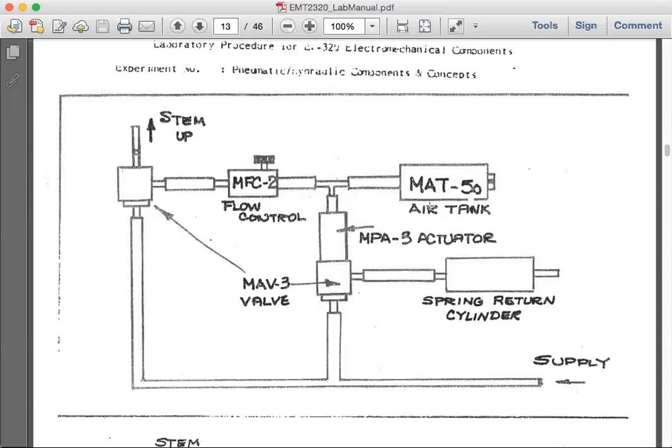And I will stop sharing this lab manual. So we will go to see the system analysis. And I'm just going to check that.